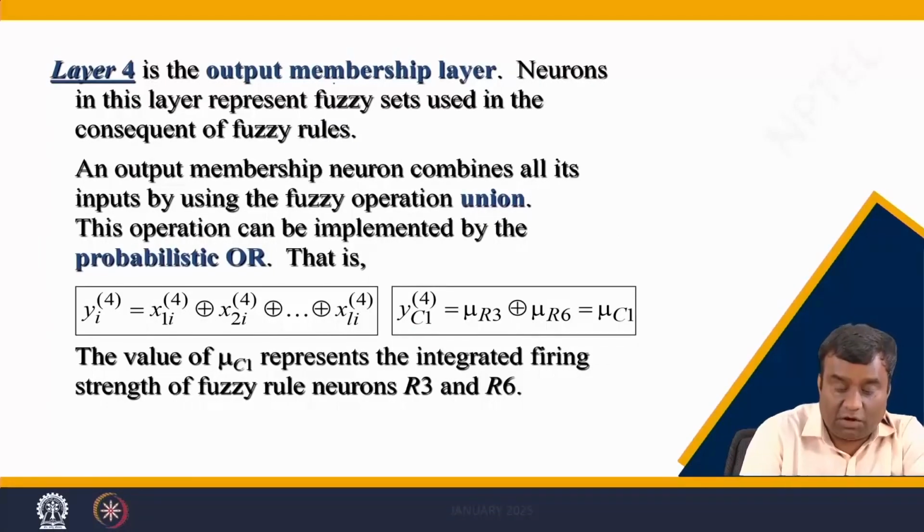Layer 4 is the output membership layer. Neurons in this layer represent fuzzy sets used in the consequents of fuzzy rules. An output membership neuron combines all its inputs by using the fuzzy operation union. This operation can be implemented by the probabilistic OR. The value of mu1 represents the integrated firing strength of fuzzy neurons R3 and R6.